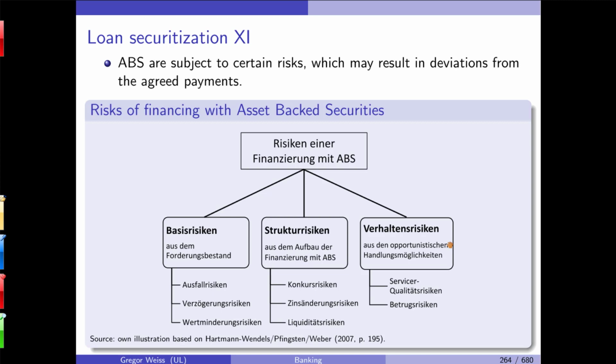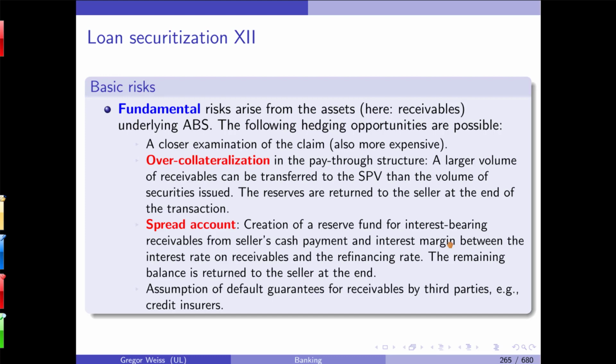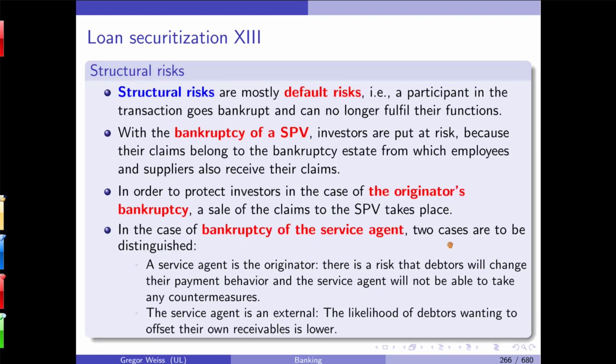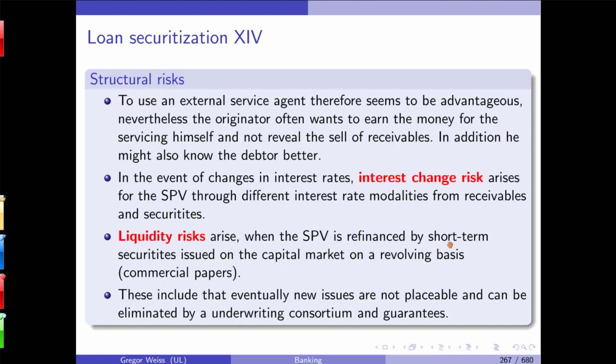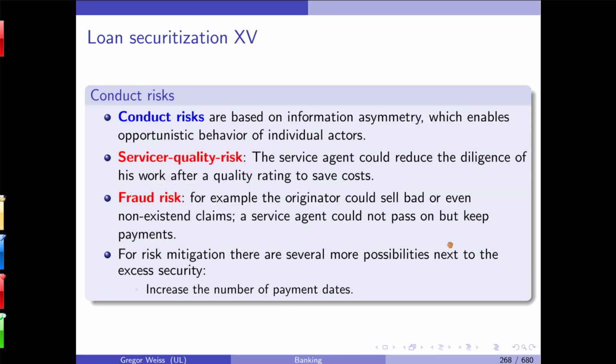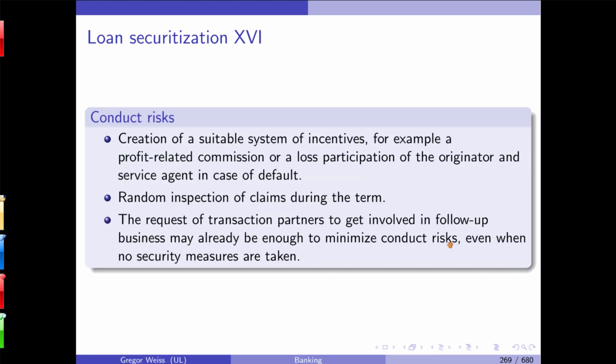You have this slide with some risks: basis risk, structural risk, over-collateralization, spread account. Read through it. This is not too important, but it's more important that you understand the basic foundations of securitization. How it works with the SPV, that you set up the SPV usually in a tax haven state, because if you're doing this on purpose, you want to save taxes. You don't do this within the European Union, for example, or in some countries where you get tax discounts. And that's securitization.